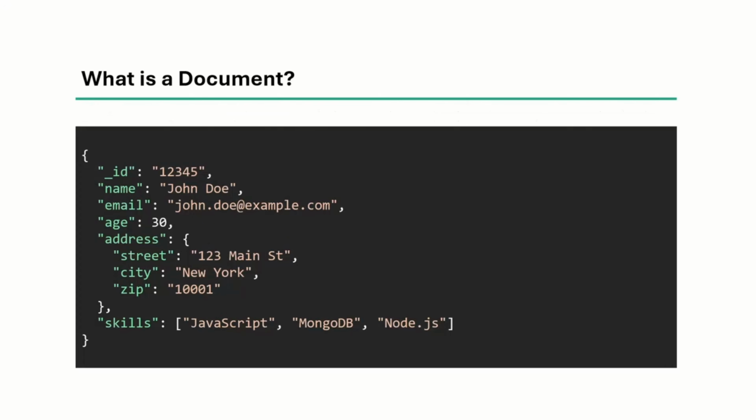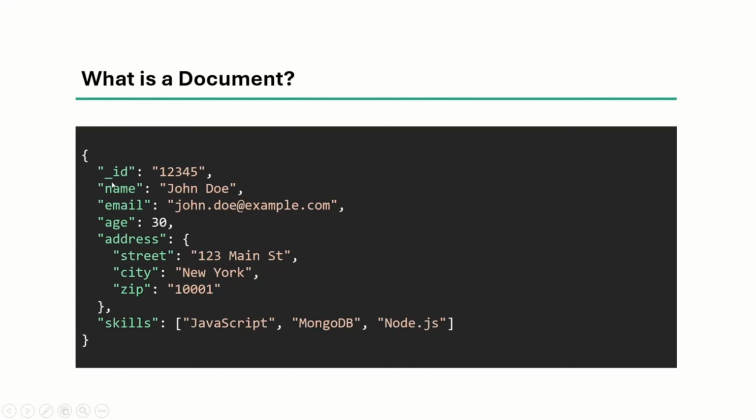This is how a document looks. As we learned, a document is nothing but a JSON-like object. In that object, we have fields which consist of key value pairs. Key is the name of the field and value is the value assigned to that field. In this case, this underscore ID is a field which is assigned the string value 12345. This name is a field which is assigned the value John Doe. This email is a field which is assigned the value johndoe@example.com. This age is another field in this document which is assigned the value 30.